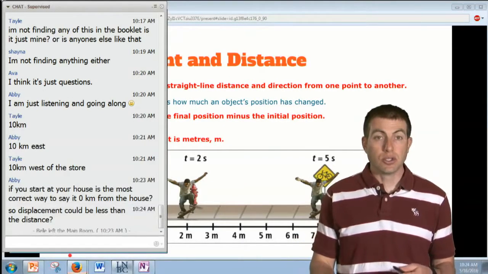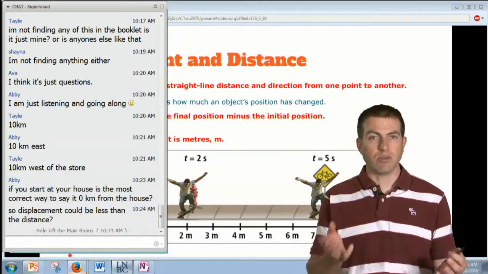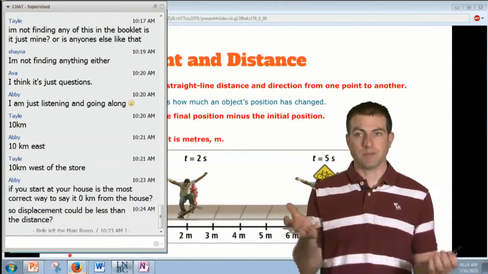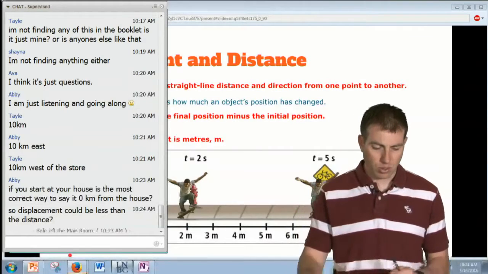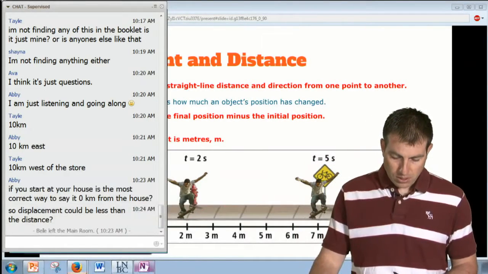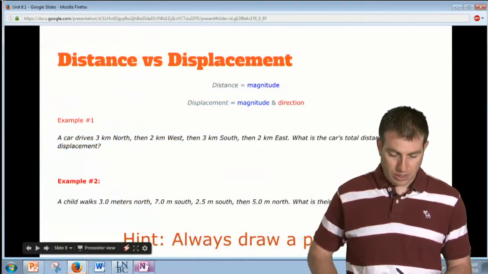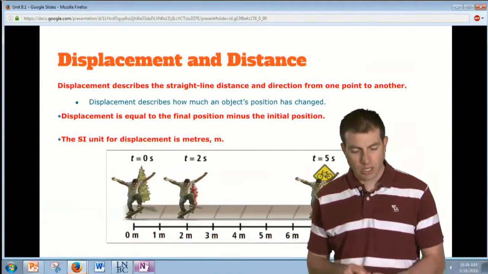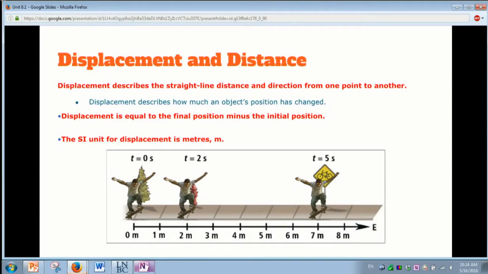So usually we'll have a picture, we'll have some sort of reference point. In the previous example, we had the house and the store, so you can use either one of those. Now, we're going to end up seeing a few pictures like the one here, where they give you a distance along the bottom, and then they have different times in there to figure out what's going on at each of those points.